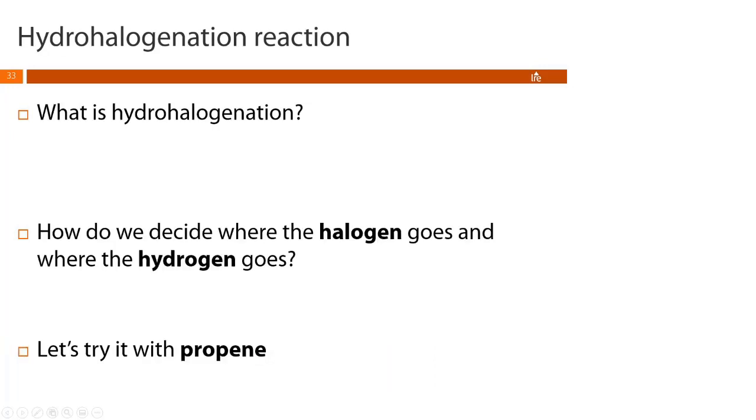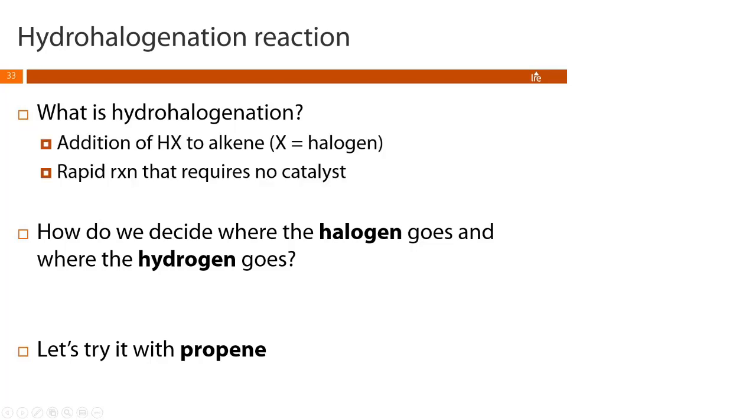Okay, so let's talk about hydrohalogenation reactions. So these are very similar to hydration reactions. This is the addition of HX to an alkene, where X is any halogen. And this is a rapid reaction that does not require a catalyst. And just like hydration reactions, we're going to determine our major product using Markovnikov's rule. So for a hydrohalogenation reaction, the rich is still going to get richer.